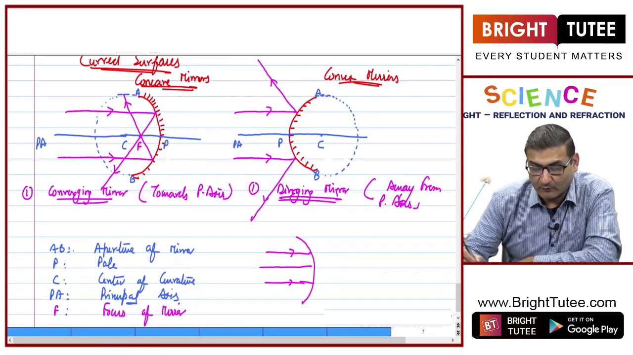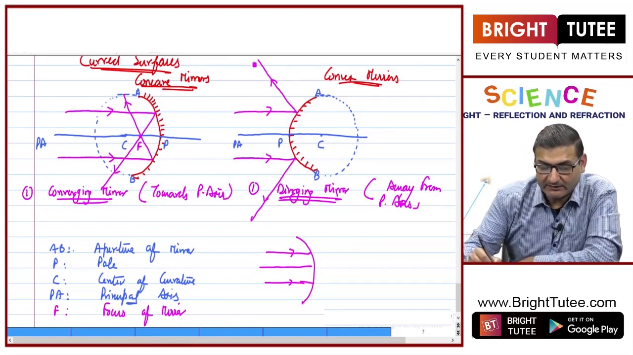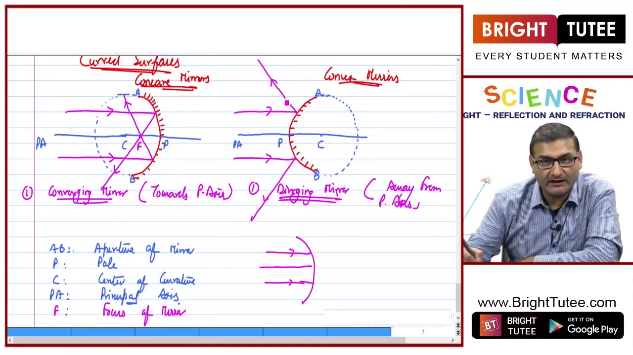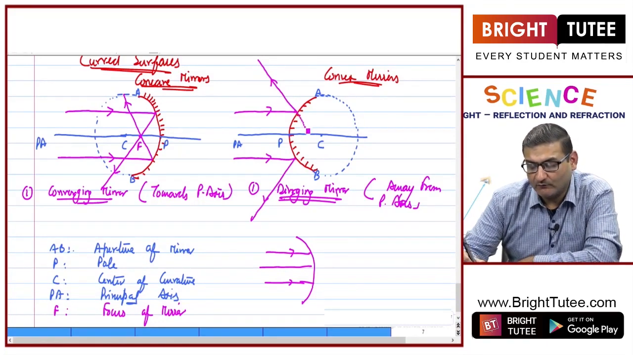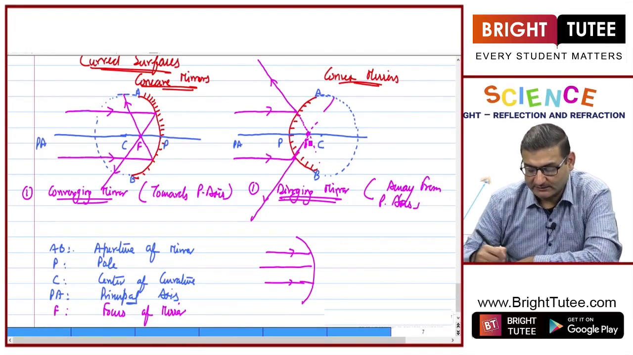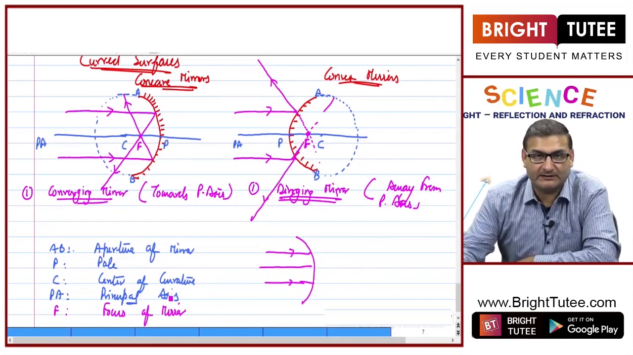Got it? Over here we see that after reflection, the light rays are going away from each other. They are not going to meet each other, right? So what we will do is, as we already know, we will extend the light rays backwards, and the point at which they will appear to meet each other will be known as the focus of this convex mirror.